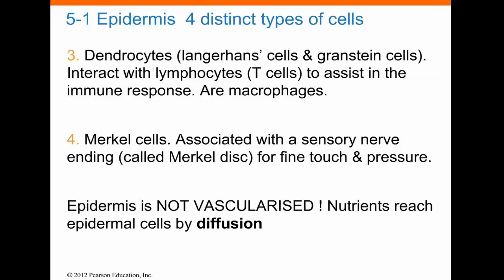You then have dendritic cells, called the Langerhans cells, and they interact with lymphocytes, the T cells, and they assist in the immune response. And they're macrophages. Then you've got the Merkel cells, which are associated with sensory nerves, and the ends of them are called Merkel discs, and they are distributed right through the skin surface for us to be able to feel touch and pressure. But as I said before, the epidermis is not vascularized, and it receives nutrients by diffusion.